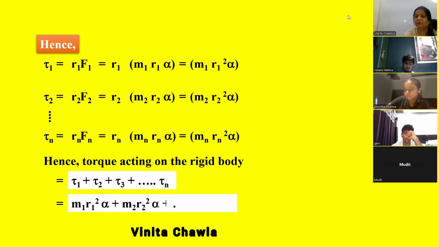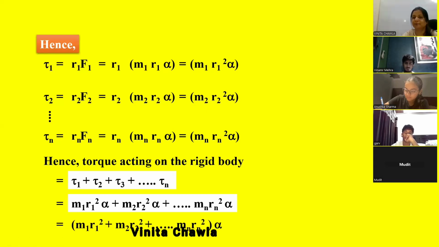Add this. Write all the expressions. For τ1, for τ2, for τn, we have these expressions. Okay, we can write here. Now we can see that we have alpha common. It belongs to all, so we can take alpha outside. And in the bracket, we have m1 r1 square plus m2 r2 square up to mn rn square.